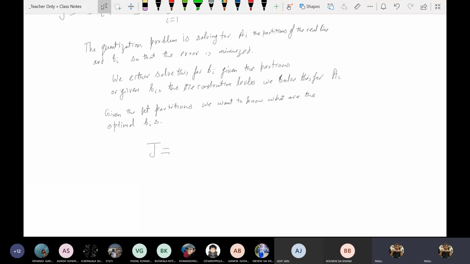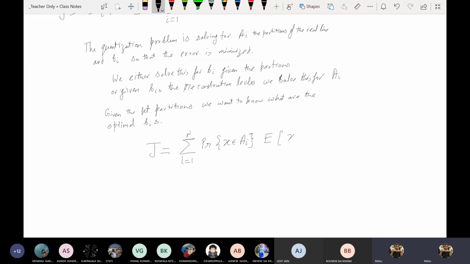J equals summation, i equal to 1 to n, probability x in A_i, expectation of x given x in A_i, minus b_i, given x.